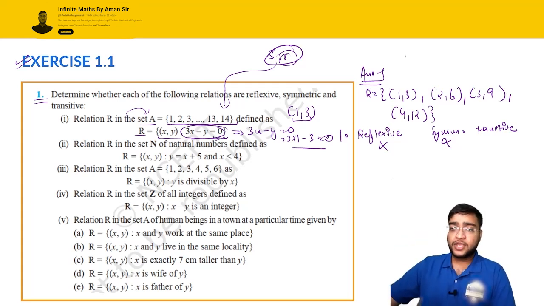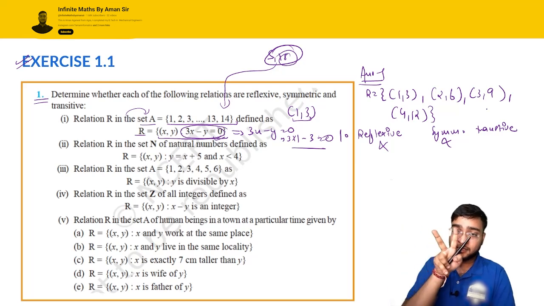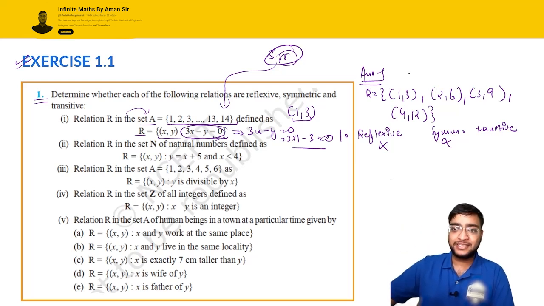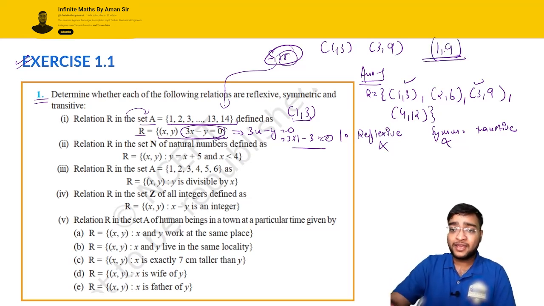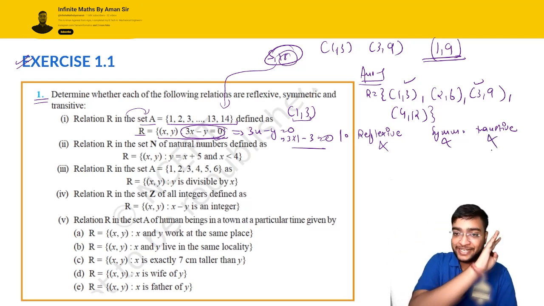Can I take the transitive one? You must find two pairs here. 1 comma 3 is in the relation, and 3 comma 9 is in the relation. Ultimately, which pair should also be in my relation? 1 comma 9. Is 1 comma 9 in that relation? You can say no sir.